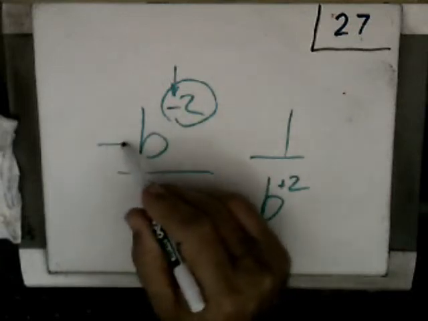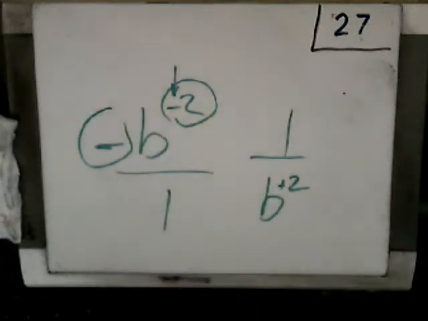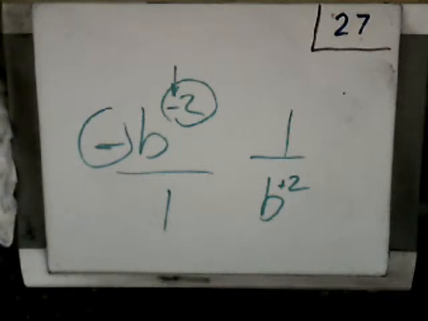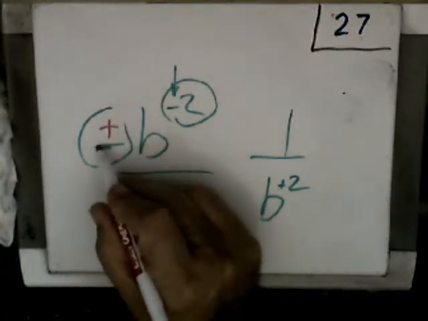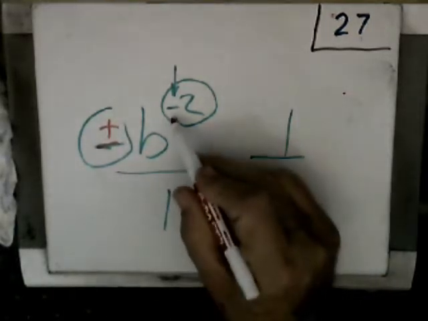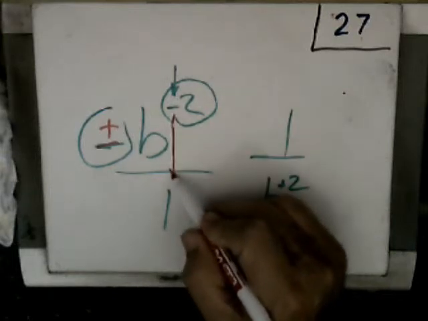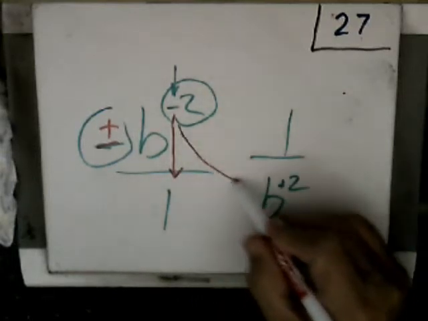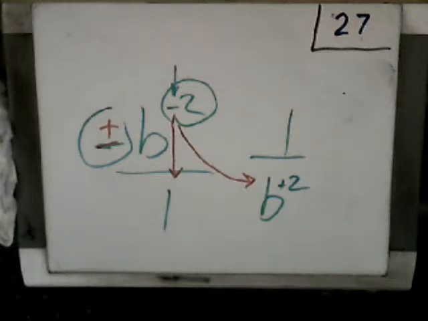Now, this does not have anything at all to do with the sign out front. This negative has nothing to do with whether this is a plus or minus out here. This negative is only determining the inverse. It just says it's on the wrong floor and I need to invert it. All right, that's negative exponents in a nutshell.